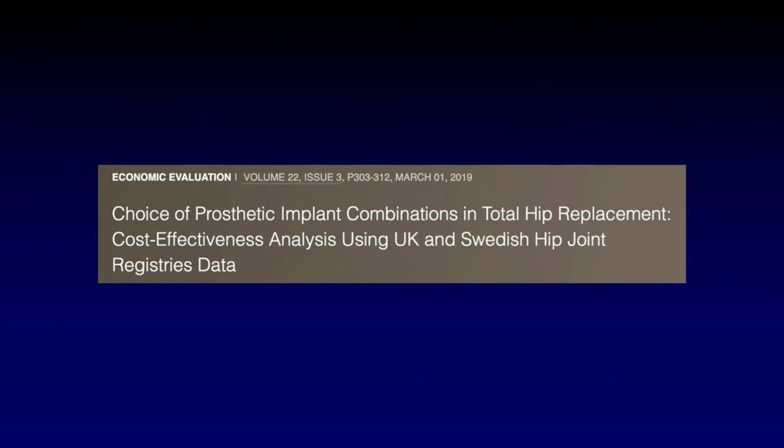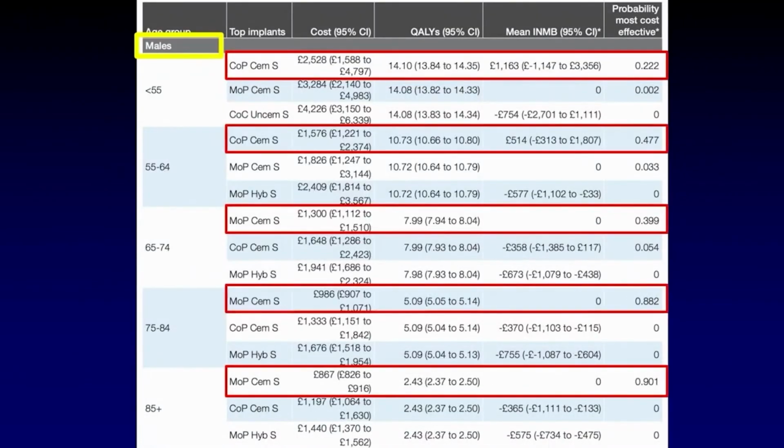So what I wanted to focus on here is this very large analysis, which was done using both the UK and the Swedish registry data. It was published just a couple of years ago. And this is an important paper because it looks at the cost effectiveness of the choices that we make around implants. So I've taken just the males because of the length of this presentation, but I can tell you that it's exactly the same in females.